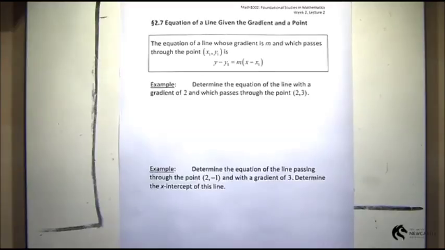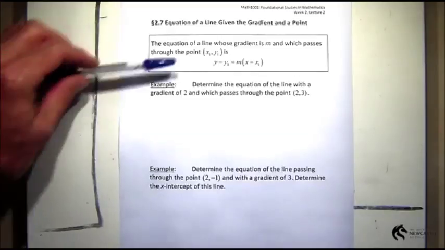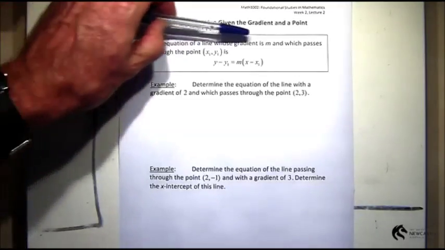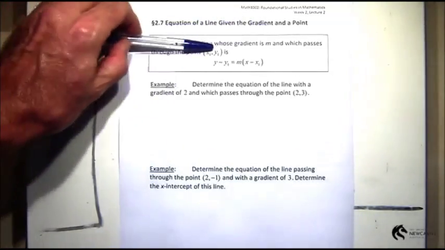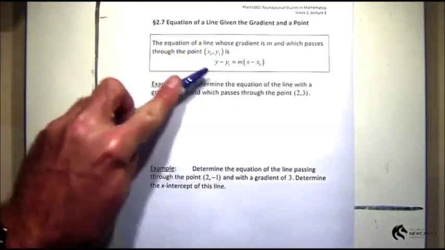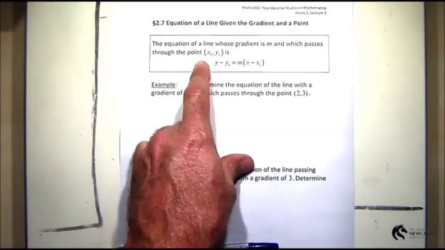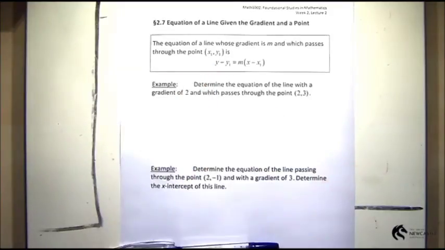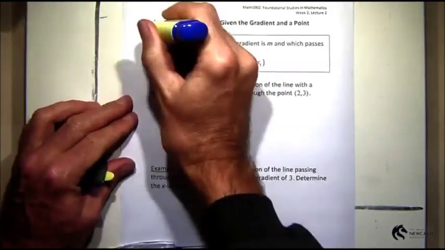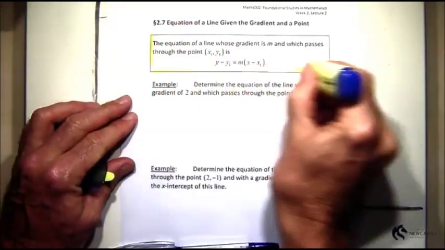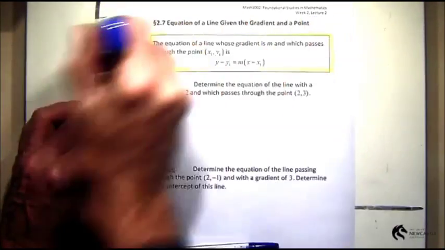However, someone somewhere along the line has noticed or done that more generally, and we can shortcut that particular question by saying, look, the equation of a line whose gradient is m and which passes through the point x1, y1 is given by this equation here. So all this is doing is just summarising what we did in that question previously.